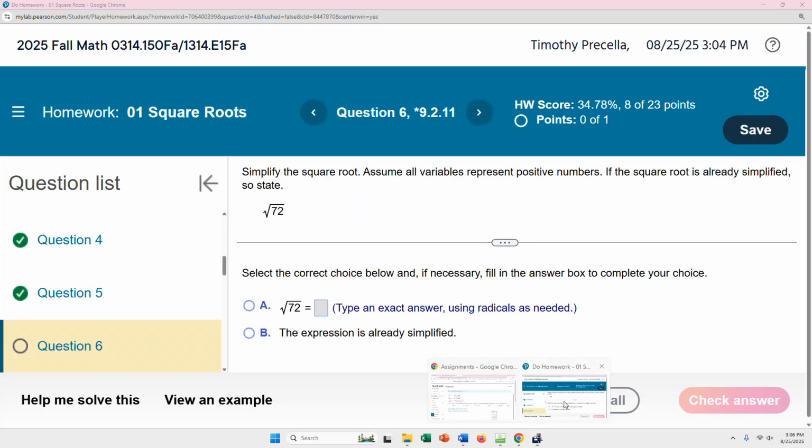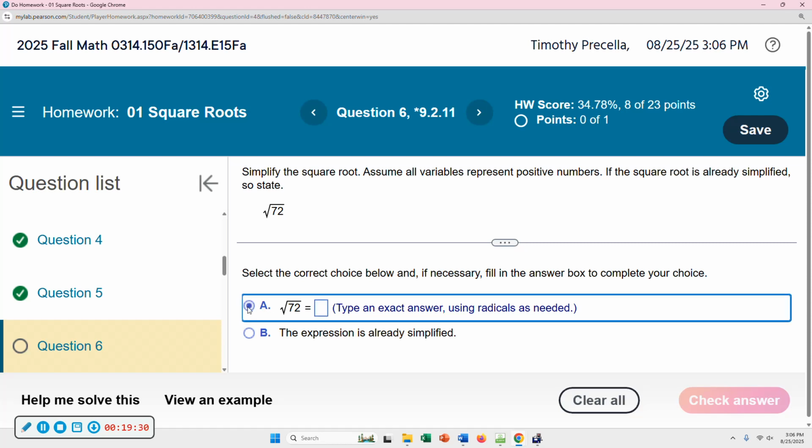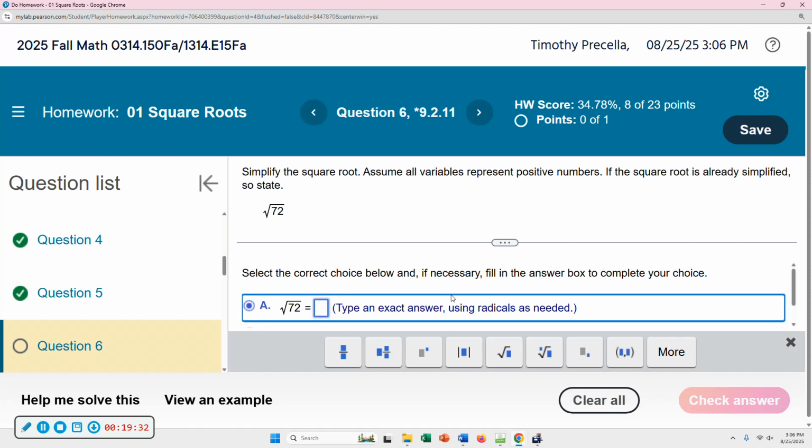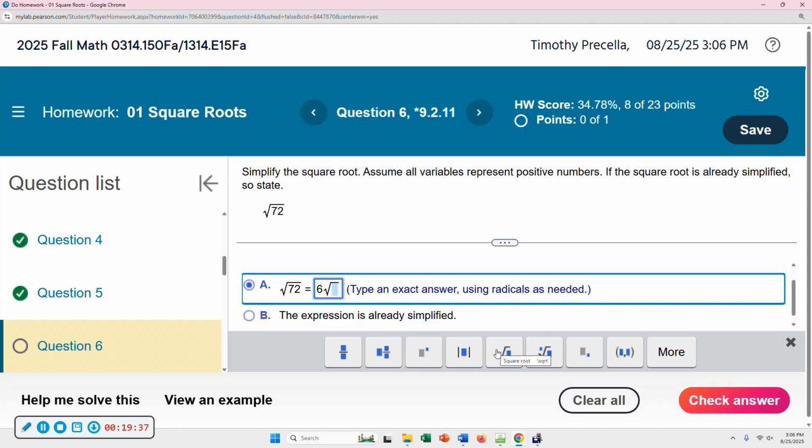So we go back. Notice it doesn't have the little buttons. You've got to click and click. Now I type 6 square root of 2.